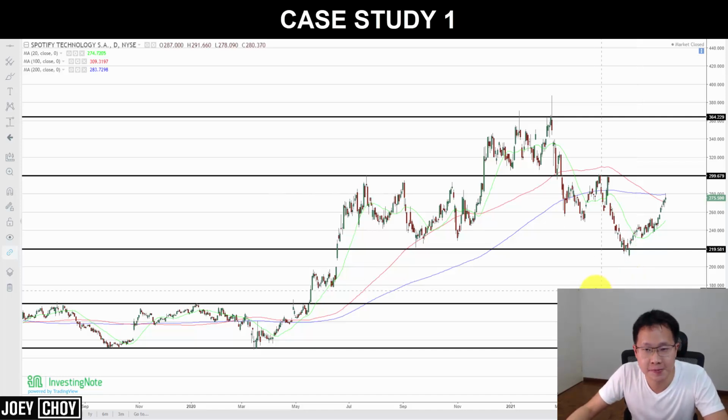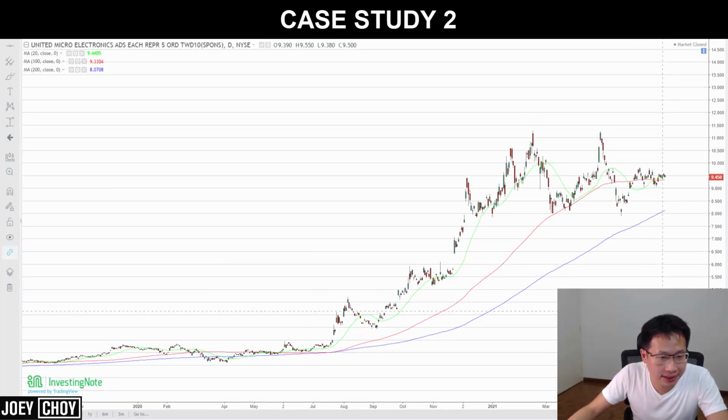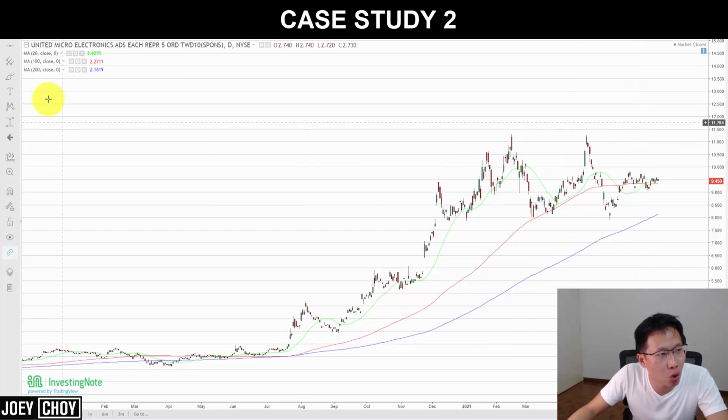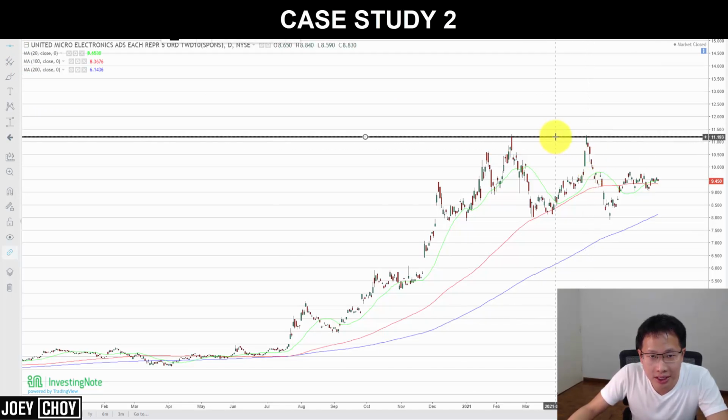Let's take a look at another case study. This is another counter called UMC, and let's see if we can draw some horizontal lines, the support and resistance. Very quickly, as I say, go for the low hanging fruits. This is quite clear, look at this. It hits this level, pushes down, touches, pushes down. So this is what we say would be a resistance. Make sense, guys? It's quite easy.